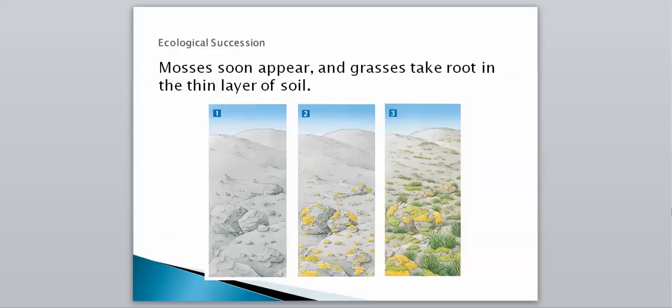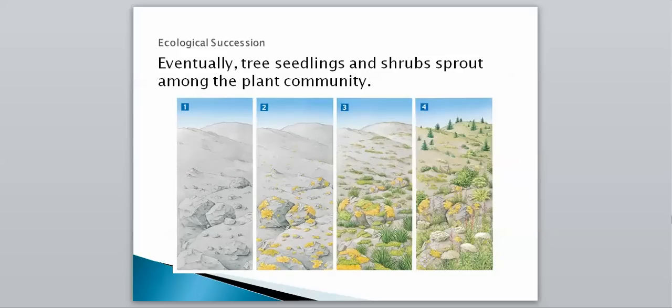And then our next ones are mosses, and they soon appear, and grasses take root in the thin layer of soil. So now we actually have a layer of soil developing in this third step here, and we have mosses and grasses that are coming along with our lichens as well. Again, we just started with those barren rocks, and now things are coming back. And then eventually tree seedlings and shrubs will sprout among the plant community, and then eventually this will provide a home for organisms who originally had lost their home due to that volcanic eruption. So that is primary succession.